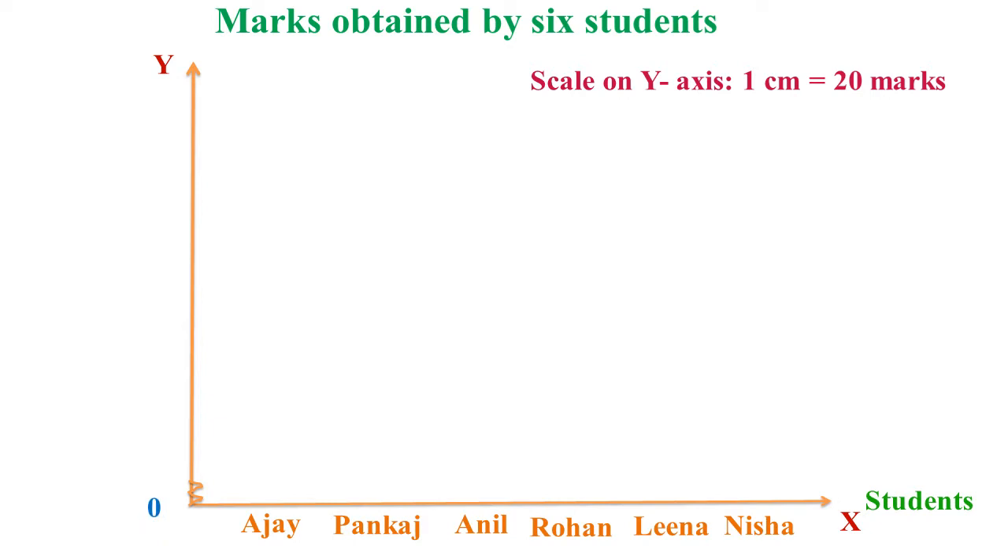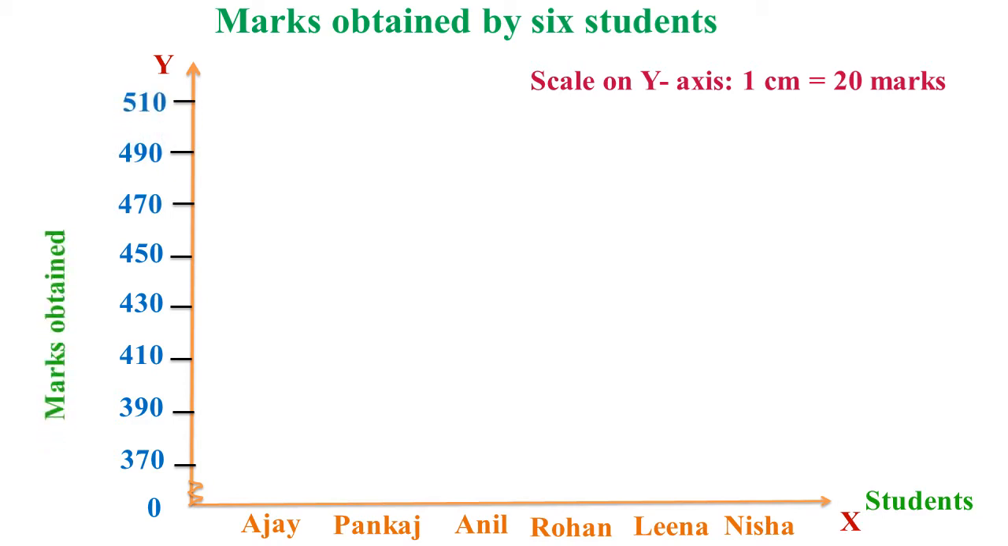Lowest mark is 370 and the highest is 500. Therefore, we need not start from 0 on the y-axis. We can make equal divisions of 20 marks starting from 370. Thus, 1 centimeter on the y-axis represents 20 marks. Mark the scale on the vertical axis: 0, 370, 390, 410, 430, 450, 470, 490, 510.